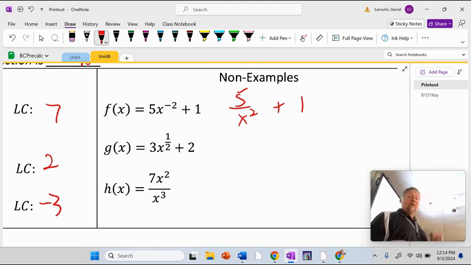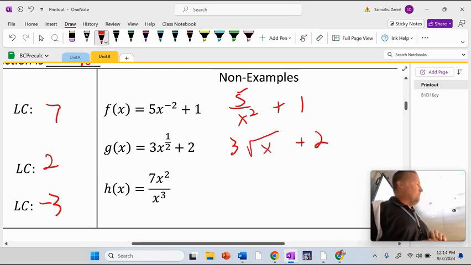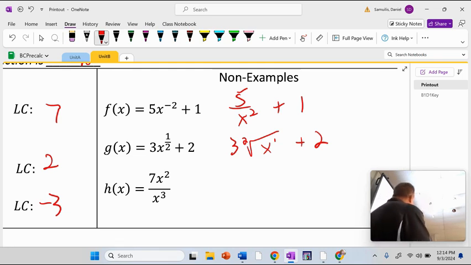G of x, we did do this last year. This is actually 3 times the square root of x plus 2. Do you remember that? 1 is the exponent. 2 is the index on the radical, which we never write. We never write 2 for square root. We had cube roots and fourth roots and all that last year.